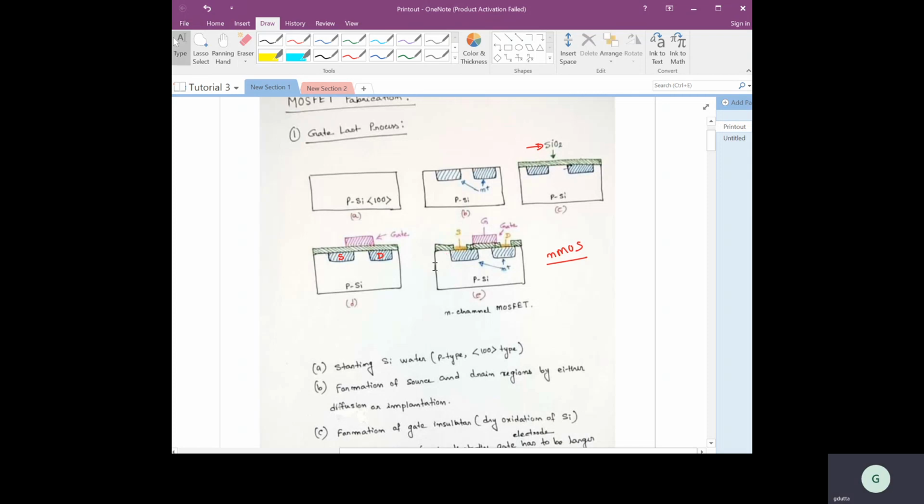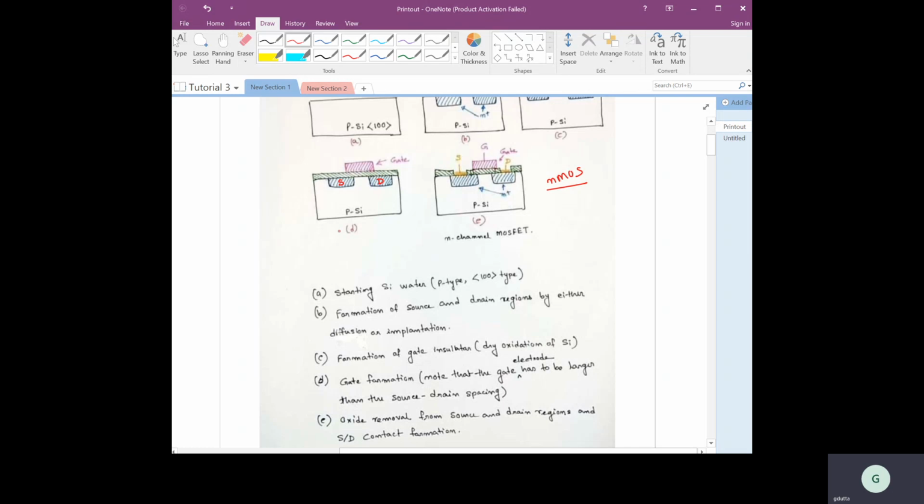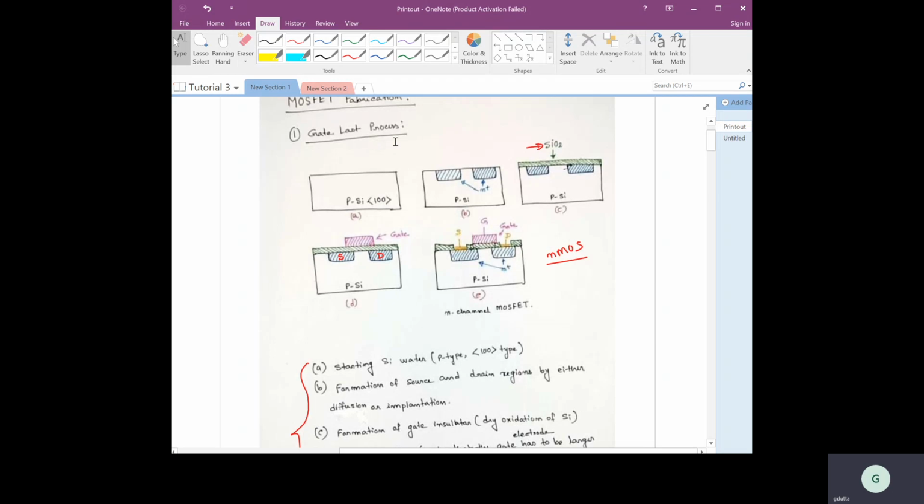Right? So here the process steps have already been discussed. This document I will share with you as well, so you can read the process steps for how to make this gate last process MOSFET. But see, here there will be difficulty. One difficulty, and that is quite crucial, is that, okay, before I discuss that, let me ask you one question.